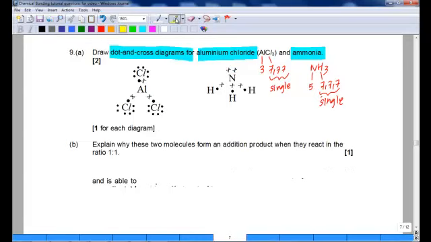Okay, so 9b actually asks why these two molecules form an addition product when they react in the ratio 1:1. So of course the first thing would be to ask yourself, what do you mean by an addition product? These are the things that you need to think about when you interpret a question. Interpret the words, decipher. Addition product means that it must come from a donor and an acceptor.